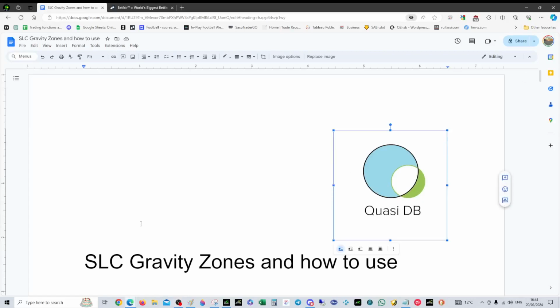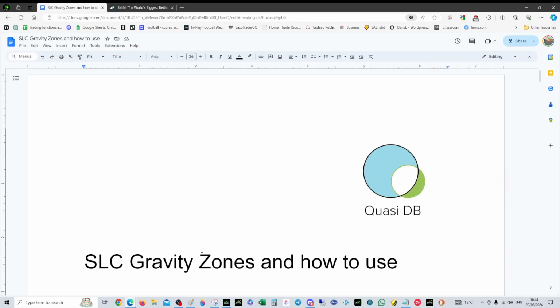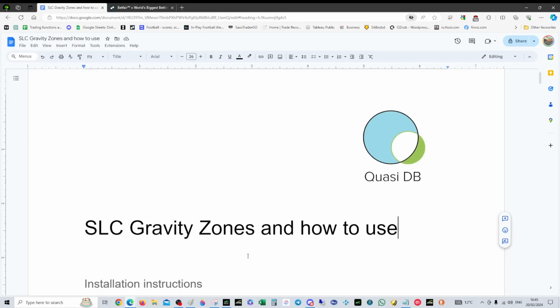So we discovered something using the stop loss cluster indicator from forex.com. We can map zones using the SLCs, and I'm going to call them gravity zones because it sounds cool. You can see how we can use these zones to help us identify the trend as well. I don't know how many people have examined the SLCs to the degree that we have in the QuasiDB service, so it might be of use to you guys. I think it's got potential.